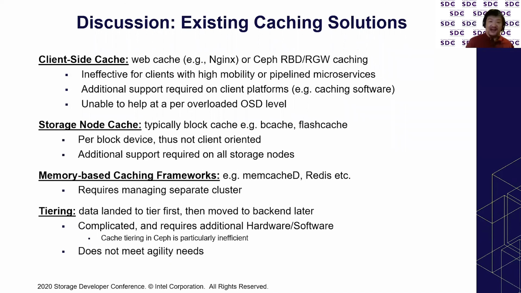Tiering, in a similar manner, is designed as a multi-tier setup where you go from the fast tier and move data back to the slower tier. This is very complicated, as exemplified by the Ceph cache tier design, which is fundamentally another storage pool designed to be put on faster media. And it fundamentally does not meet the agility requirements that we explained at the beginning of this talk.